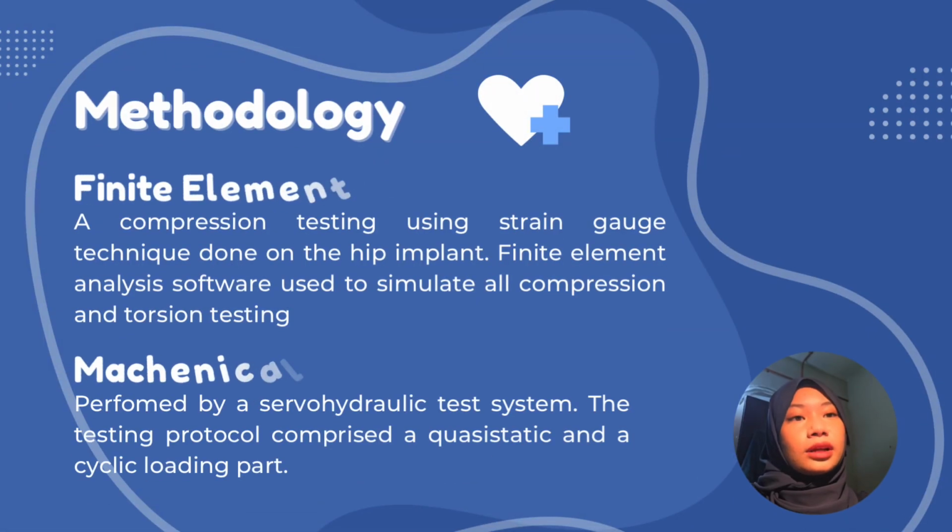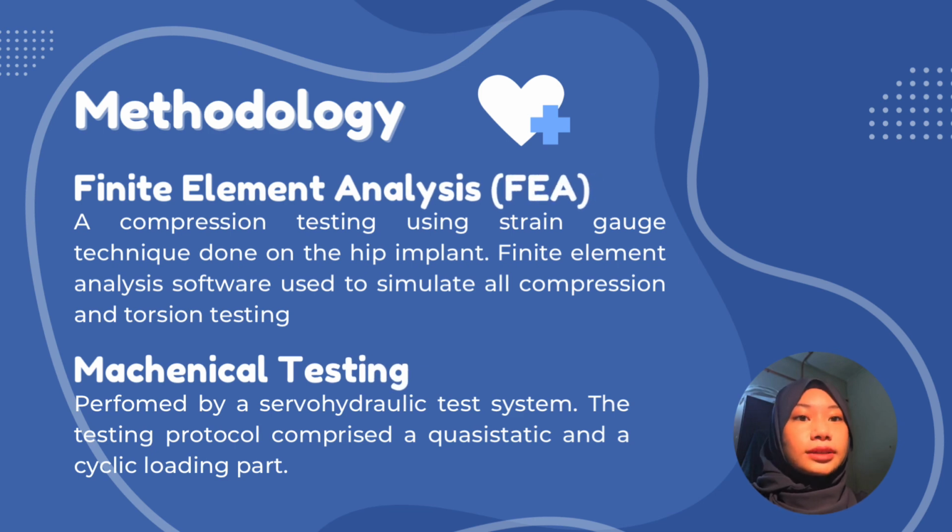The next part of the methodology is the experimental setup, and there are a few experiments that we will look into. First is the finite element analysis. There are two parts to this experiment. Firstly, laboratory testing will be carried out on a femur, including compression, torsion, and also Brinell hardness testing. Compression testing is done using the strain gauge technique on the hip implant itself.